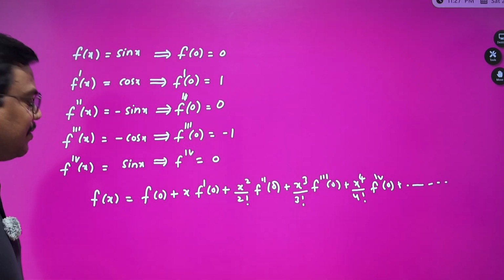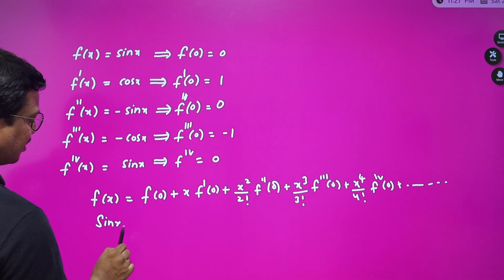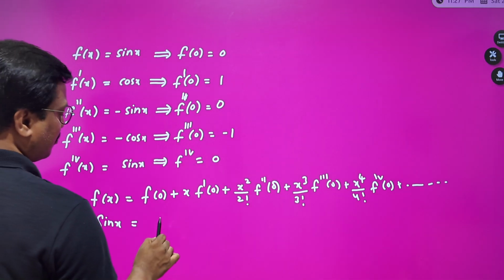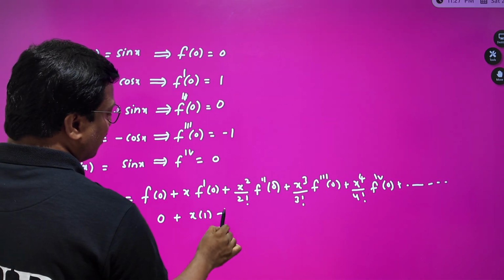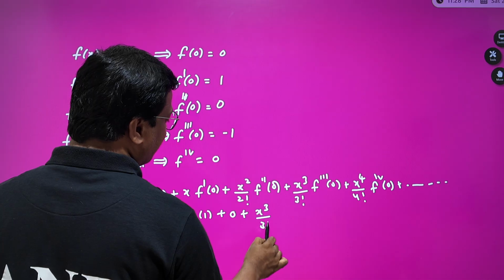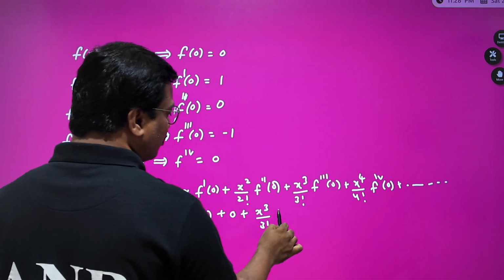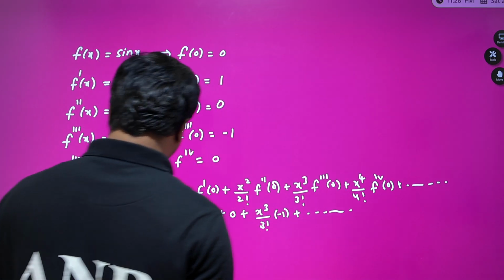Now substitute all these values. What is f of x? Clearly that is sin x. F of 0, 0 it is. Next x into 1, next term 0, and then you will get x cube by 3 factorial into minus 1 plus 0 and so on.